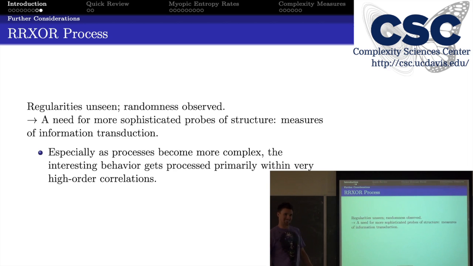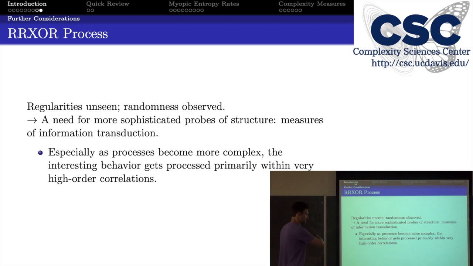So what are we going to do about this? Must be something, right? I mean, we want to understand how the brain works, how we interact, all these things about information transduction. How does information move? So not just, did I see a 0 here and a 0, 1 here, but what was being computed during that time? And so we need some more sophisticated probes of structure, something like measures of information transduction that say how information is being processed in the system.